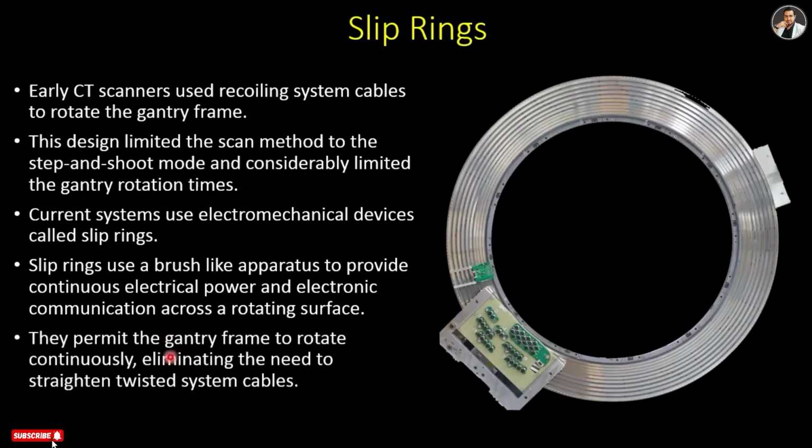They permit the gantry frame to rotate continuously, eliminating the need to straighten and push up system cables. The previous system had a method of keeping the cable in place, but in this system, no cable is required. The gantry can rotate continuously. The X-ray tube, detector, and other parts can rotate continuously over the slip ring.